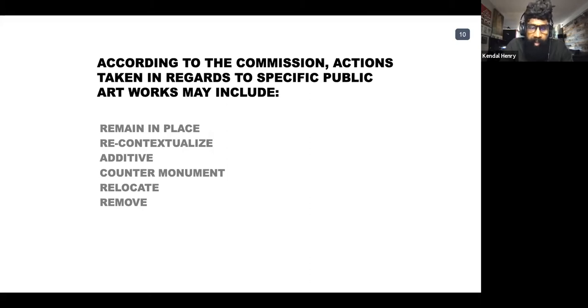Additive meant that you'd keep it in place, but add other monuments perhaps, or add some other artworks, or not necessarily just information, but sort of to equalize the context of a troublesome monument. Create a counter monument. So, create another thing to have a conversation with this other one that wasn't an issue. To relocate, to remove from public view perhaps, or to put in another location that is not as problematic, and to just remove. So these were some of the 6 suggestions that the Monument Commission put forward, and they were to be applied to certain monuments.